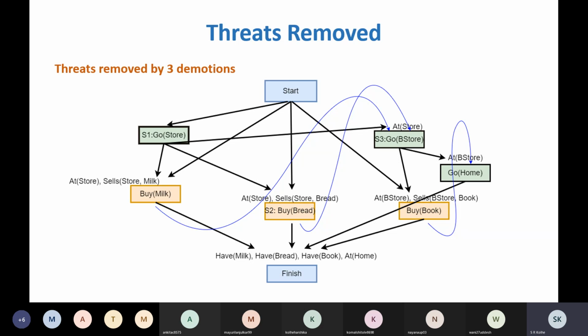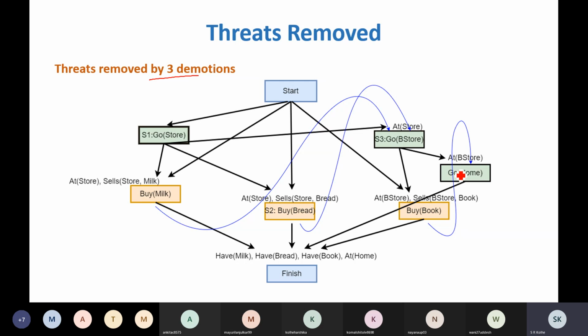And again, one more demotion you will be doing after buying a book. The robot will be at the bookstore. So demote go home from buy book to go home. One more demotion you have added. So three demotions you have added into the plan. So three threats are removed by three demotions. Okay. Because the precondition was not satisfied. So to satisfy that precondition, demotion step addition is done and the threat is removed.